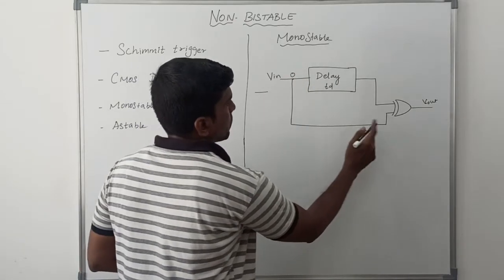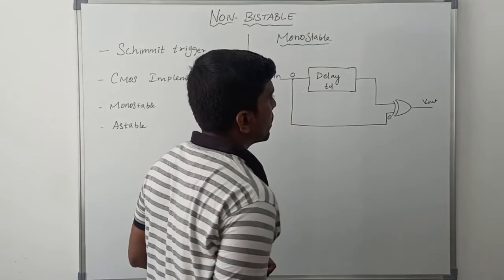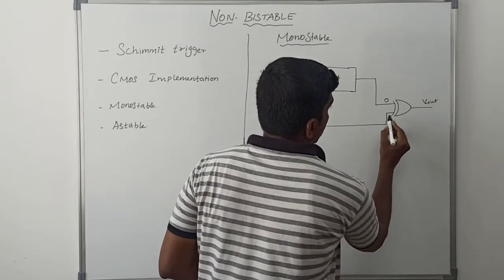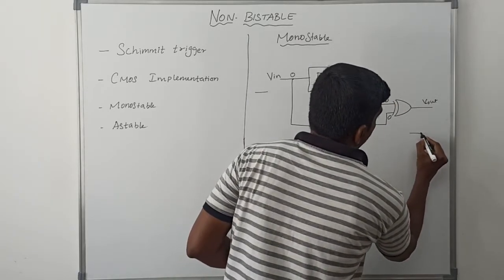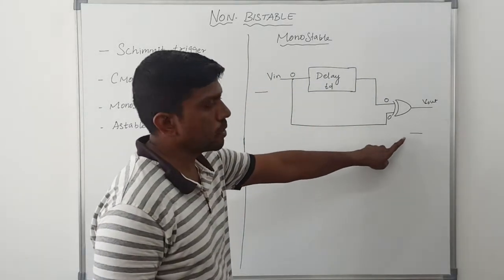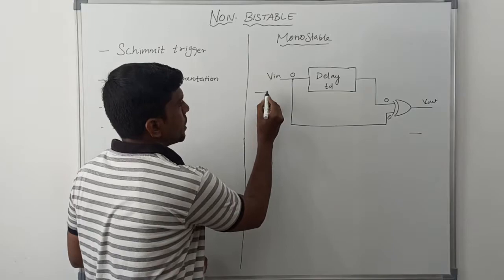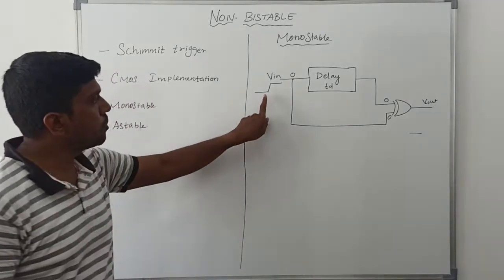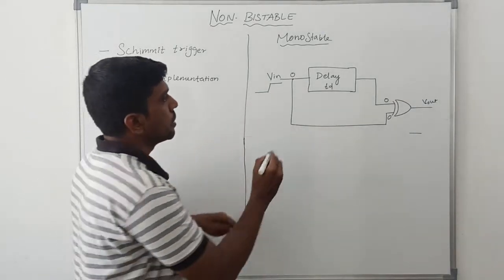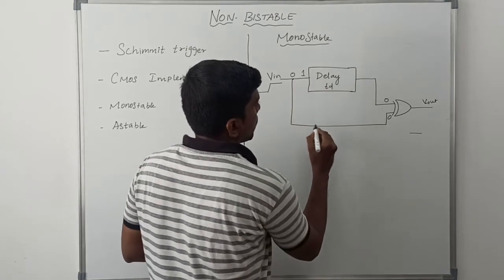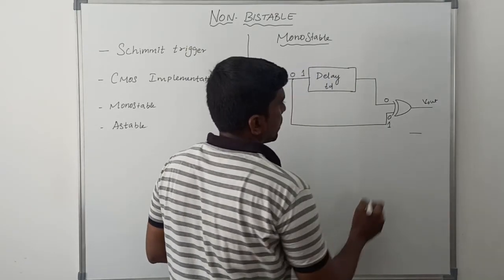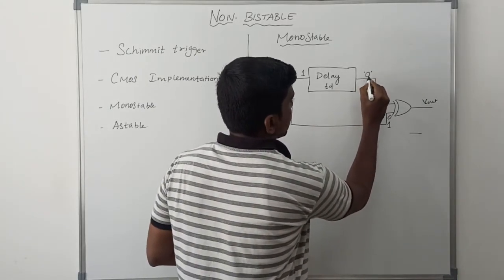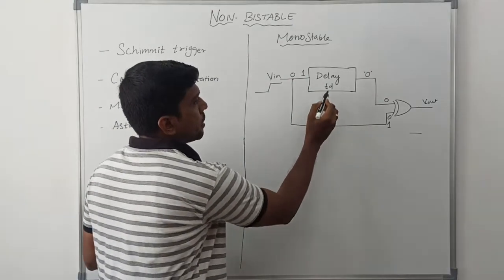So this 0 is transferred to here. The XOR gate has one input 0, and the delay output is also 0. So 0 0: you just apply the XOR property, 0 0 means the output is 0. If I change the input value from 0 to 1, now the input of the delay circuit is 1 and the XOR gate's other input is 1. But the output of the delay is still 0.